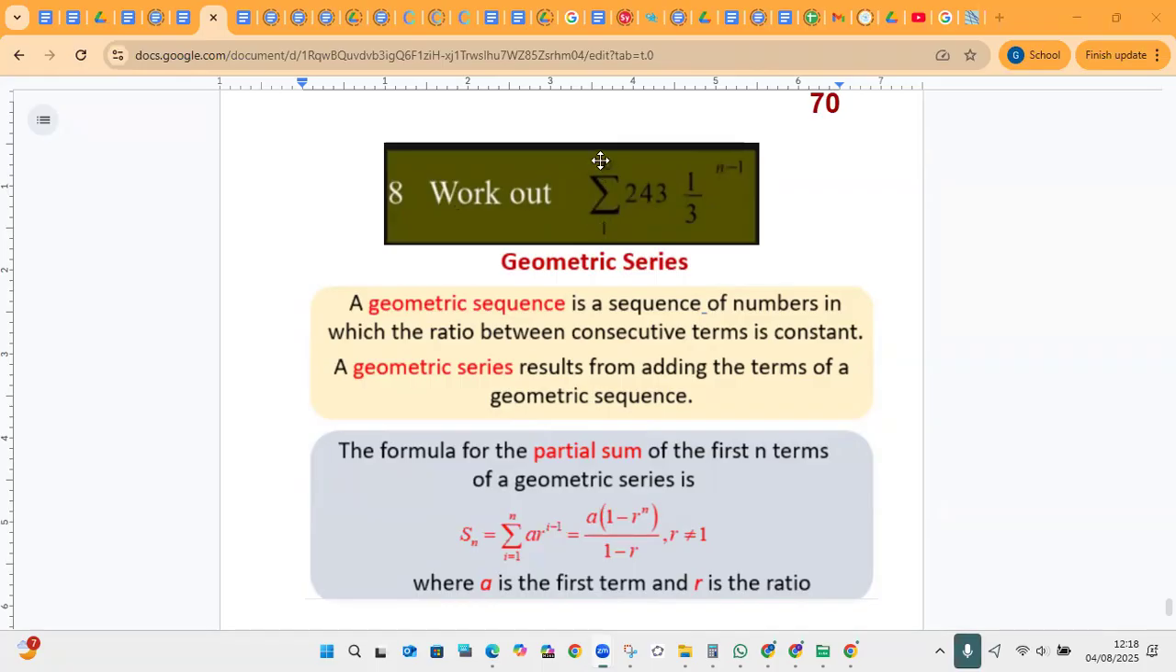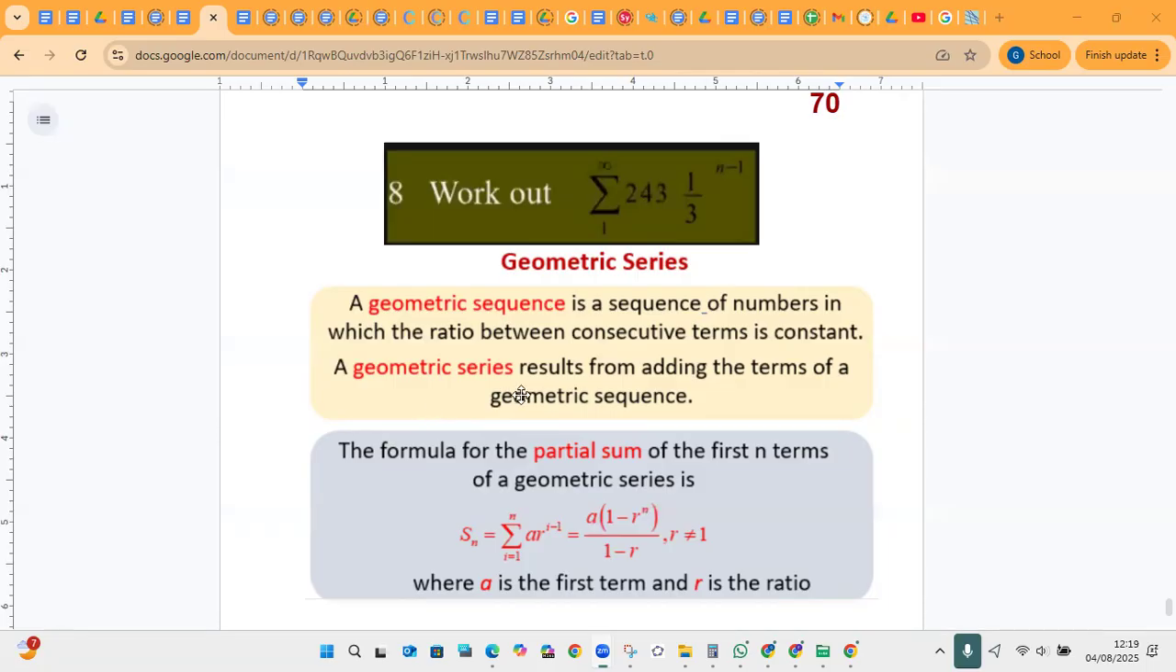Now, a geometric sequence is a sequence of numbers in which the ratio between consecutive terms is constant. There's a common ratio. A ratio means divide. So when you divide the following term by the previous one, and you do that at least 2 times, you will get a ratio that is common. Just remember, ratio implies a division.